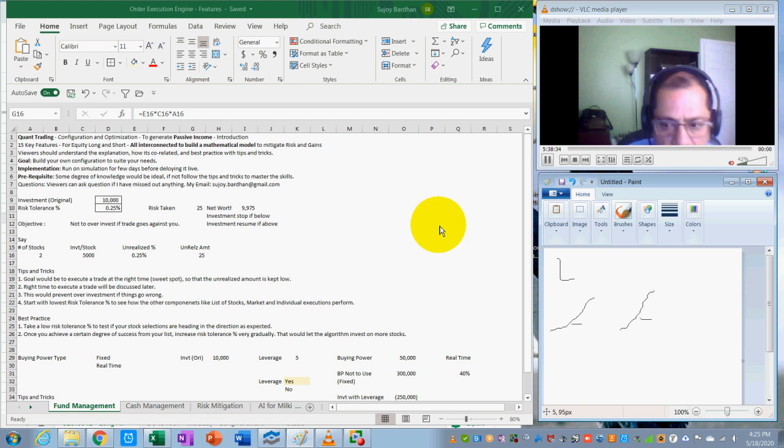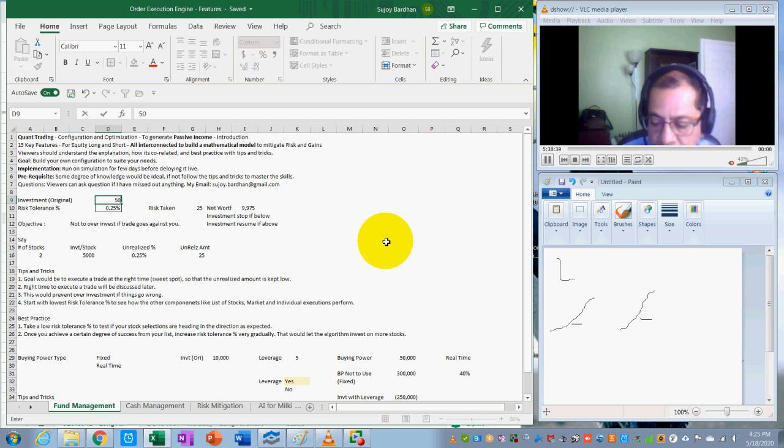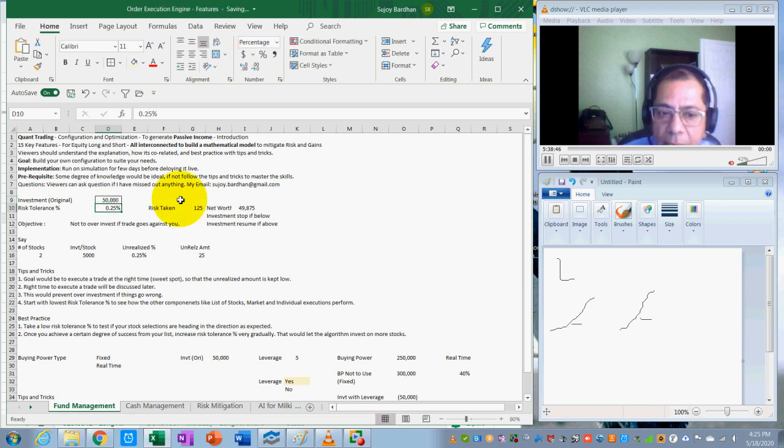So let's take another example. Say for example, you have got say $50,000 and you're saying that I'm willing to lose, because that's the first thing you're trying to tell the algorithm, that I'm willing to take a risk of say $500. So I'm just giving an assumption.